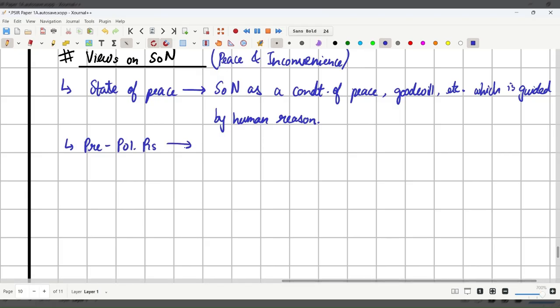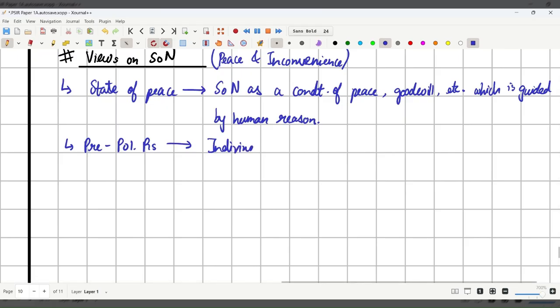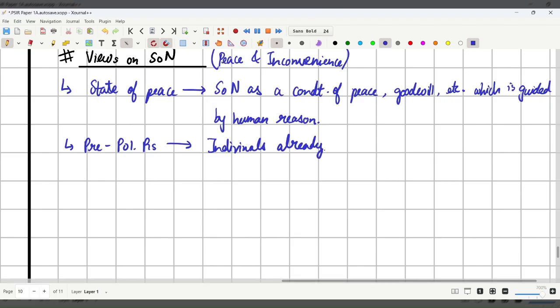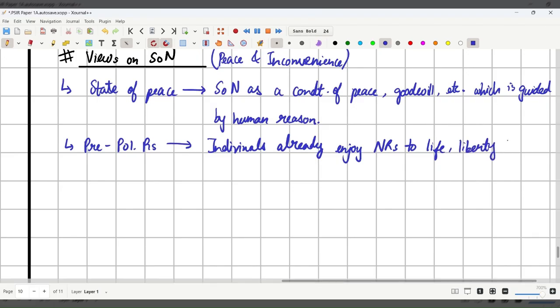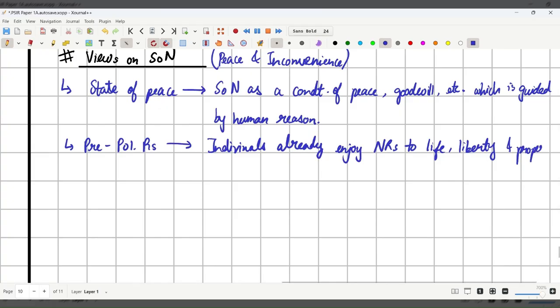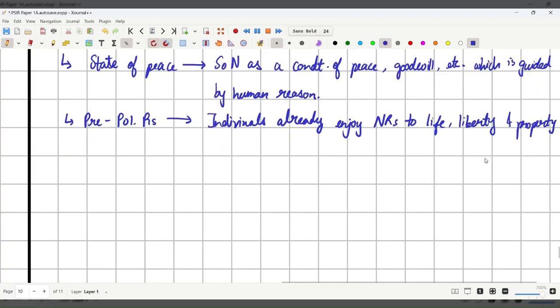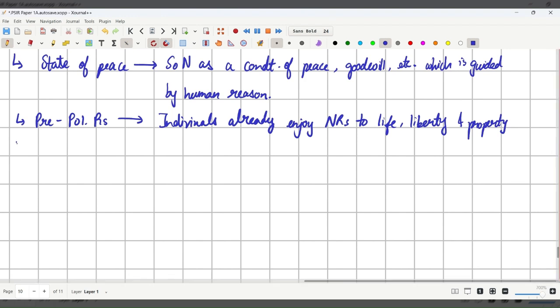So according to Hobbes, or in this state, basically in the state of nature, individuals already enjoy natural rights to life, liberty, and property. Okay, then what is the inconvenience here?